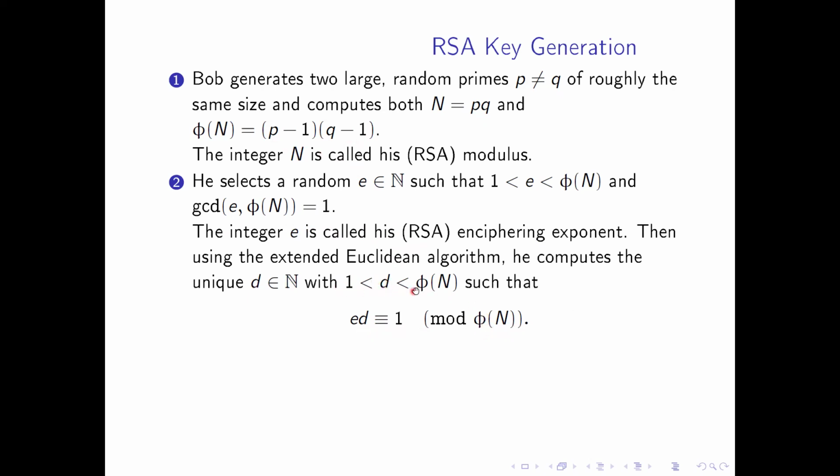So d then, because it's the inverse of e, has to live inside this world. And it cannot be one because e was not one. So it has to be bigger than one, and it cannot be (p minus 1)(q minus 1), because that would be zero actually. So it has to be somewhere between those. And we're going to calculate this. Again, this is the extended Euclidean algorithm.